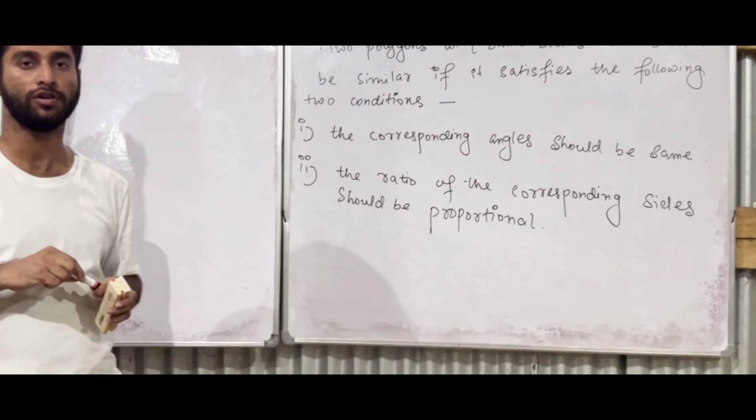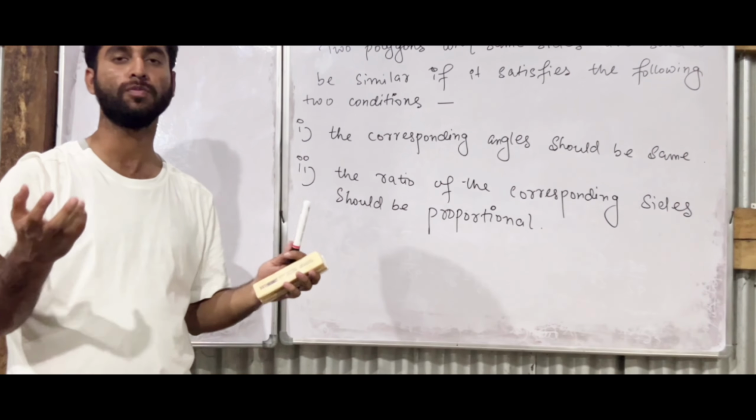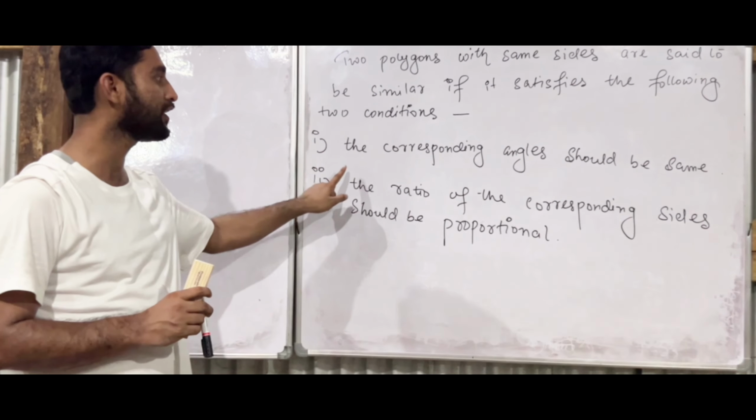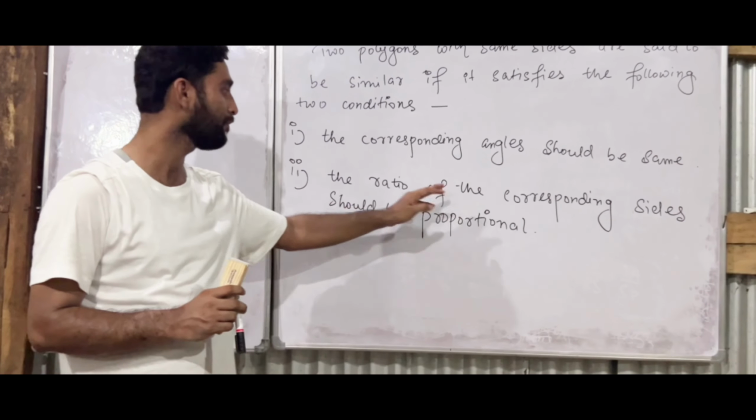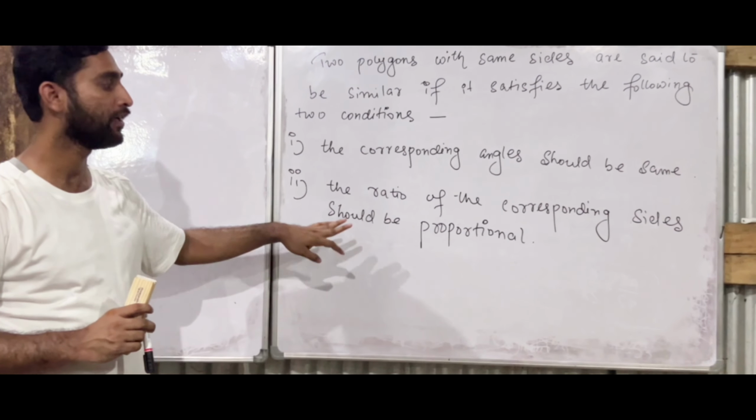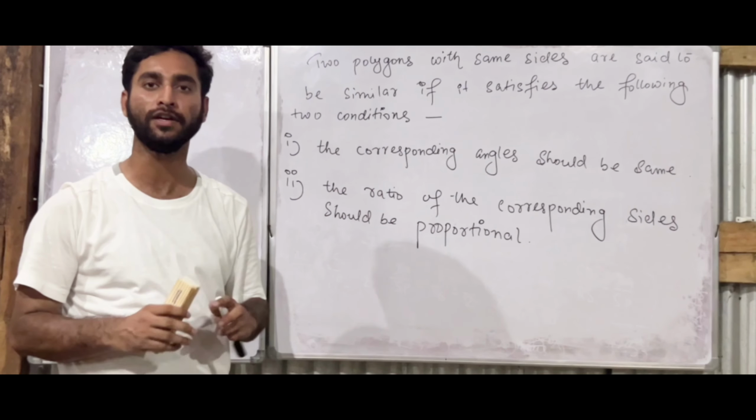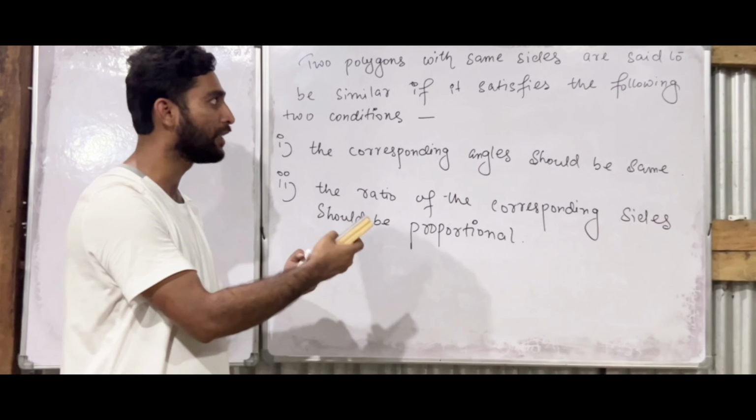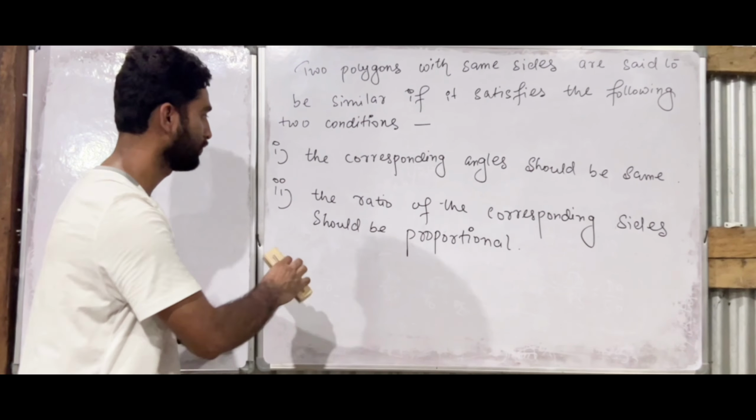So now you understood, no? We can say that two polygons are similar if both conditions are satisfied. The first condition is that the corresponding angles should be the same, and the second condition is that the ratio of the corresponding sides should be proportional. Now, with the help of one more example, I will make these things clear to you.